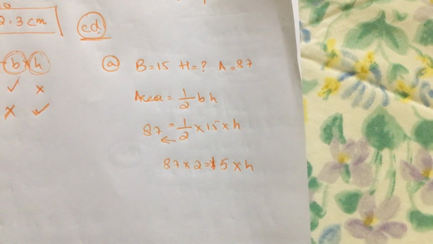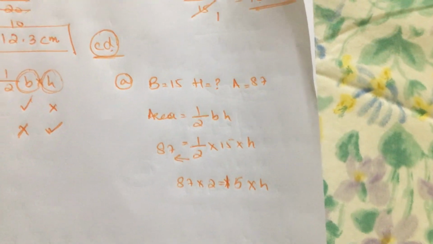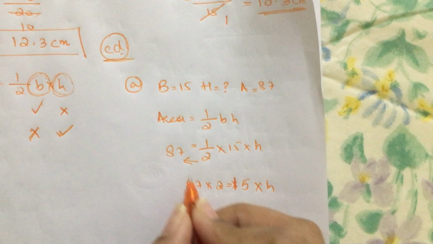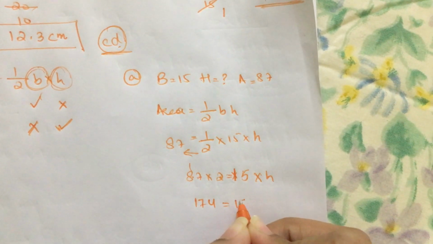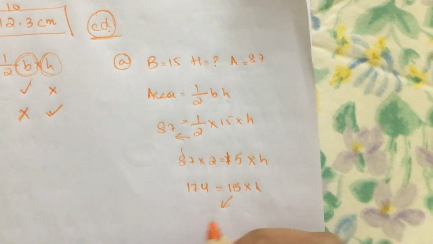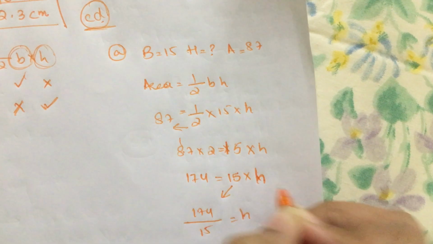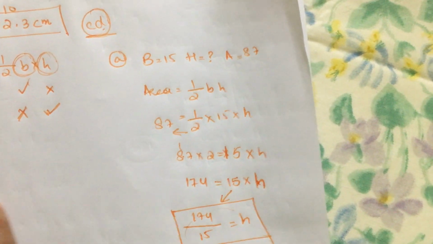Okay, then let's start solving this one. Eight sevens are 56, 14, 16, 174 is equal to 15 into h. Send this down. 174 by 15 gives me the height of the particular shape. Let's simplify it and you will get the answer for this one.